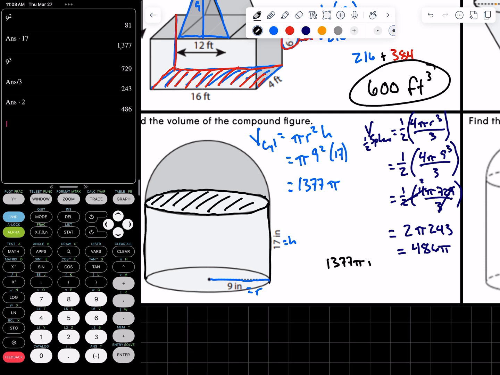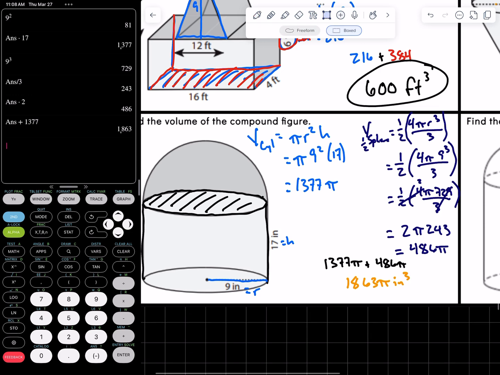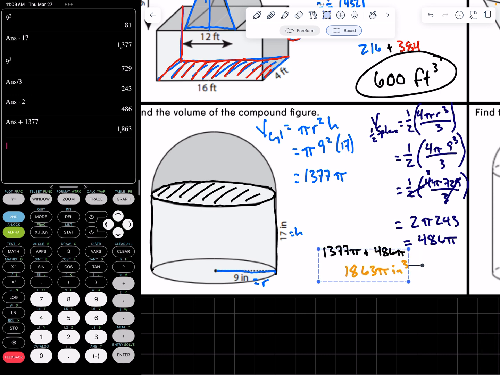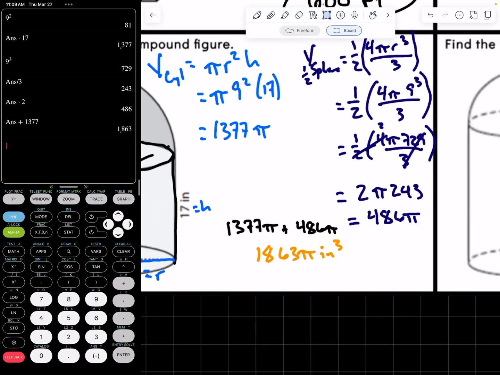So I'm left with 1377 pi plus 486 pi. And if I wanted to leave my answer in terms of pi, I could do that. I could add 486 plus 1377, and that would give me 1863 pi inches cubed. That would actually be a completely and totally acceptable answer. However, we're going to work it down a little bit further, and just multiply that by pi.